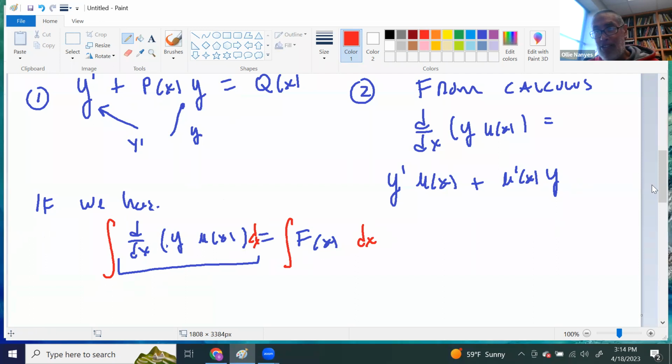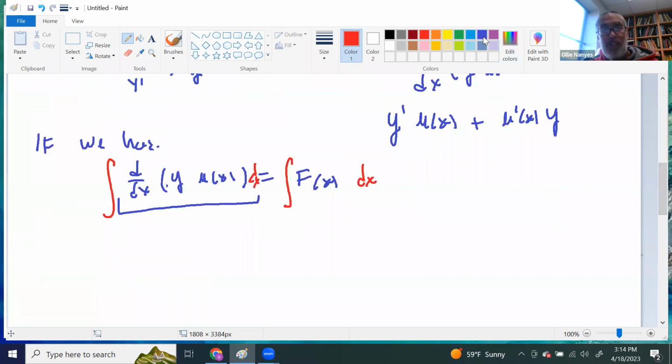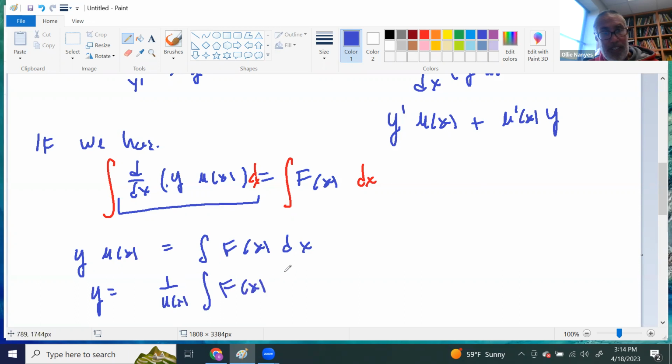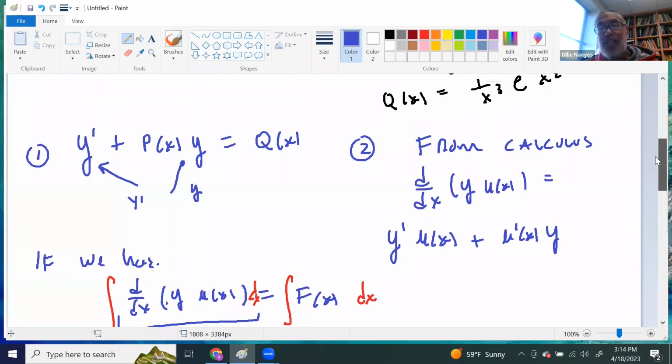And if you did that, so if you had a perfect derivative, if you integrate a derivative, you get the function back plus a constant. Then you get this integral of f of x dx, and I'm including the constant of integration within this integral. Then your y would be 1 over u of x, integral of f of x dx. And you'd have a nice formula for the solution to the differential equation that looked like this. So that would be nice.